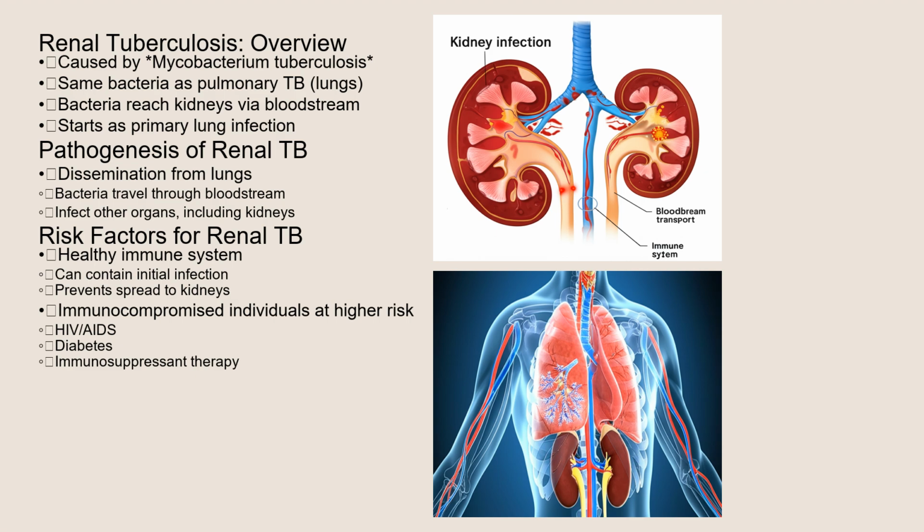It's important to note that not everyone infected with Mycobacterium tuberculosis develops renal TB. A healthy immune system can often contain the initial infection and prevent it from spreading to the kidneys. Immunocompromised individuals, such as those with CVID, diabetes, or undergoing immunosuppressant therapy, are at a significantly higher risk.